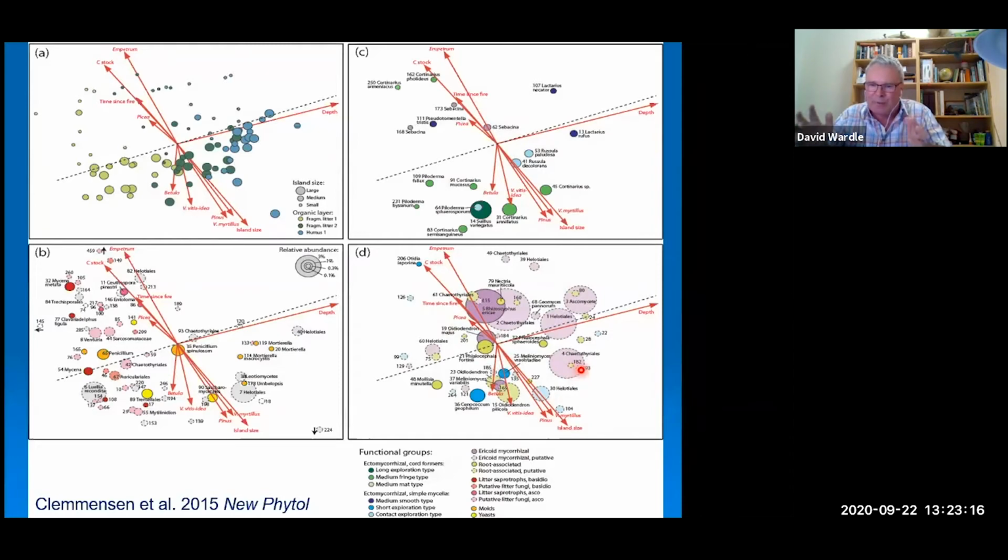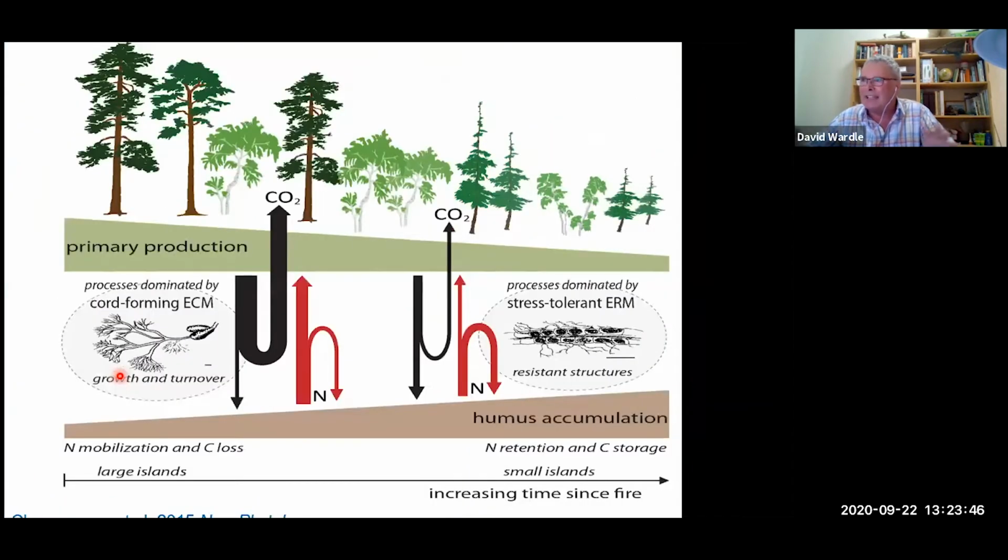So the deep humus in the small islands is due to lots of these guys and not so many of these. And what this shows is fungi that are associated with dead leaves, what we call saprotrophs. Lots of them in the upper part of the soil profile, which if you recall from our model, is the only part of the soil profile where we would expect organic matter to be formed by dead leaves as opposed to dead fungal material.